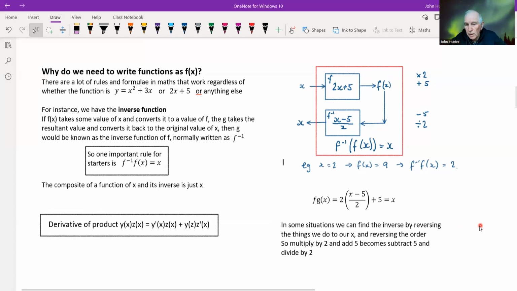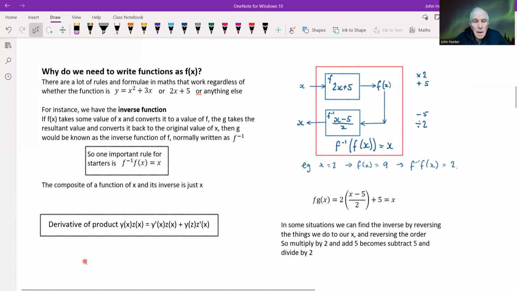So in some situations we can find the inverse by reversing the things that we do, and doing them in the reverse order. Here we're multiplying by 2 and adding 5. Here what we're doing is subtracting 5 and dividing by 2. So for simple linear functions, we can do that. If the functions are a little bit more complicated, then we have to change the subject of the equation, which you will have done under a separate topic, hopefully. If not, there's an example a bit further down which will illustrate this.